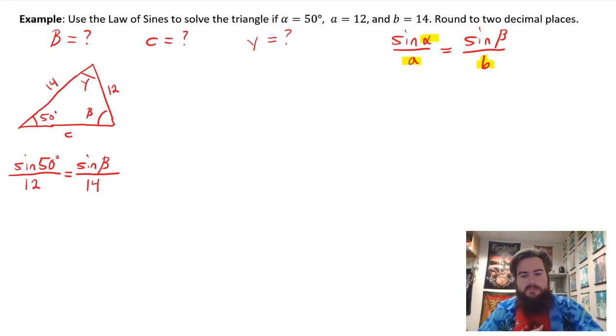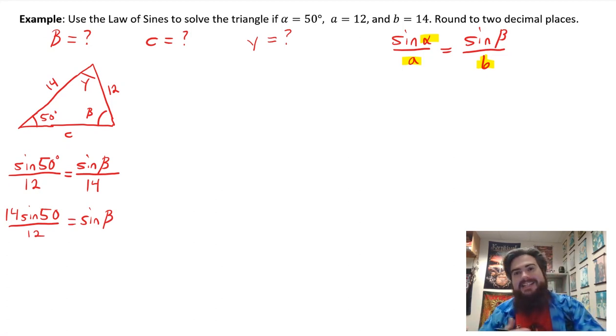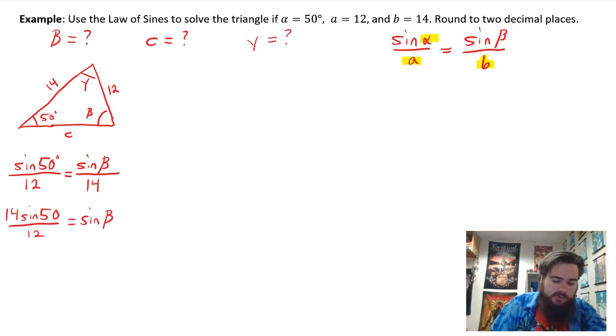For now though, with sine of beta over 14 and sine of 50 over 12, I should be able to solve for beta by multiplying both sides by 14, to get sine of beta. And then I can take arc sine of both sides in order to approximate beta. Beta would be arc sine of 14 sine of 50 degrees over 12.